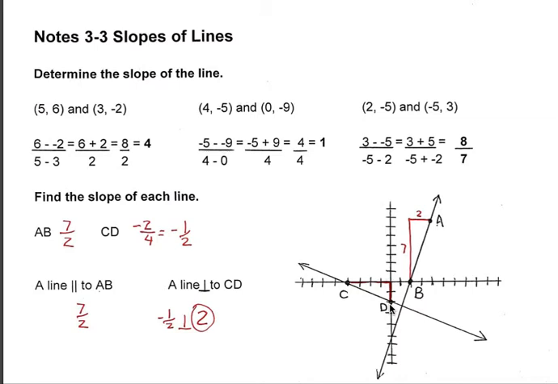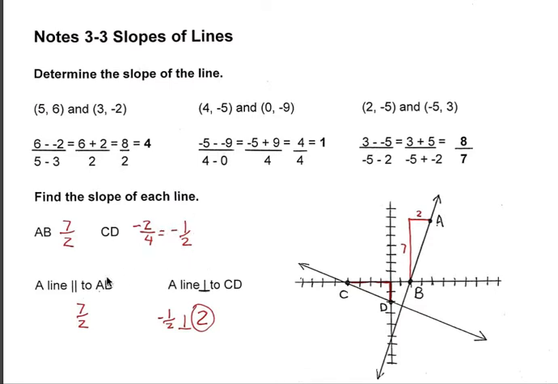Now CD, you'll notice, this one goes off in this direction, so it's a negative. And you can think of it this way. I went rise of 2, but then I went a run in the wrong direction. In the left direction, that's negative. So a run of 4. So I get negative 2 over 4 or negative 1/2.